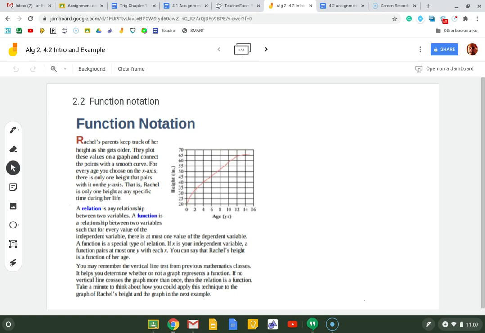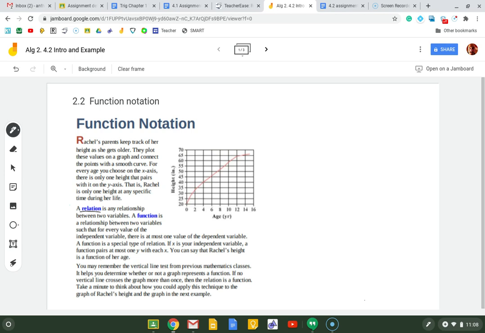They plot these values on a graph and connect the points with a smooth curve. For every age you choose on the x-axis, there is only one height that pairs with it on the y-axis. That is, Rachel is only one height at any specific time in her life. In math, a relation is any relationship between two variables, and it doesn't have to be anything, really. As long as you have two variables, it's a relation.